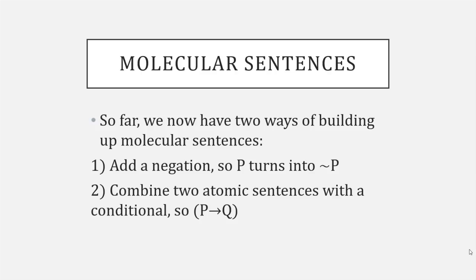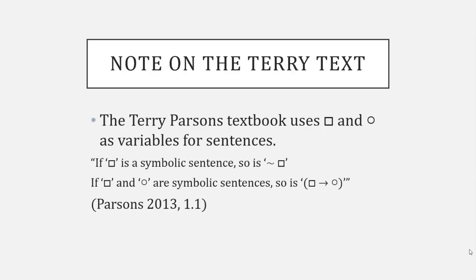Or you can make one conditional the beginning of another conditional. Right? So if P then Q, then if Q then R. You can build up more complex sentences using, so far we've only got these two construction rules. The textbook uses square and circle as kind of variables. I'm going to go back and forth, if you don't mind.